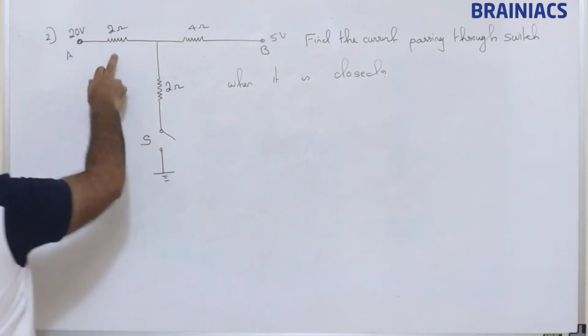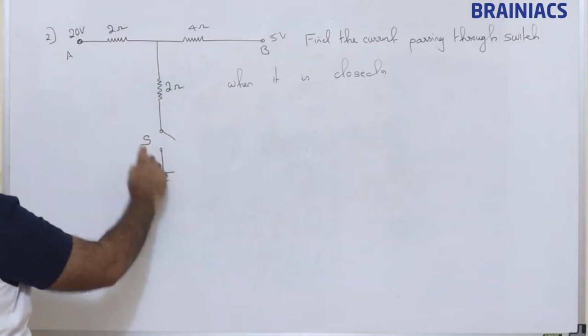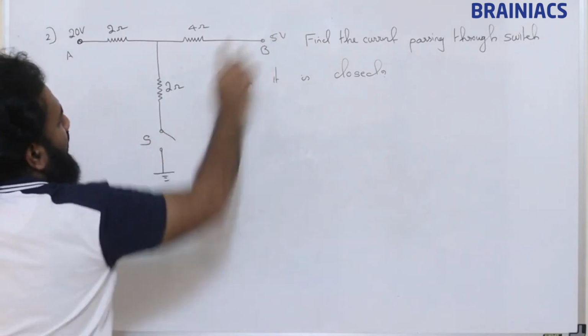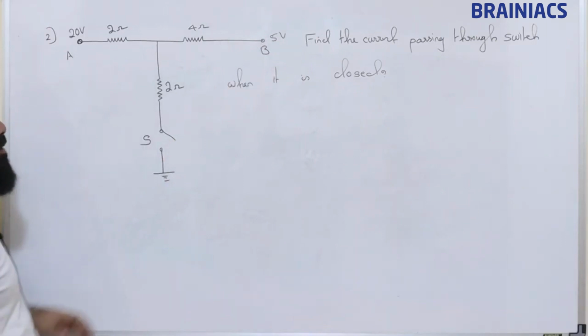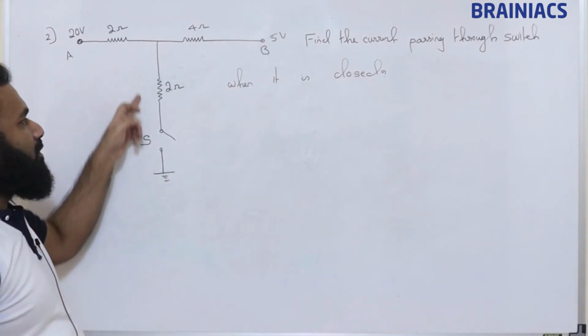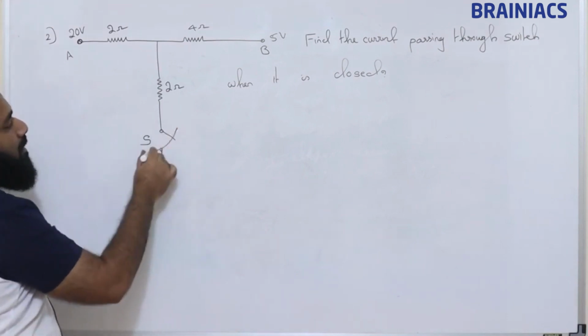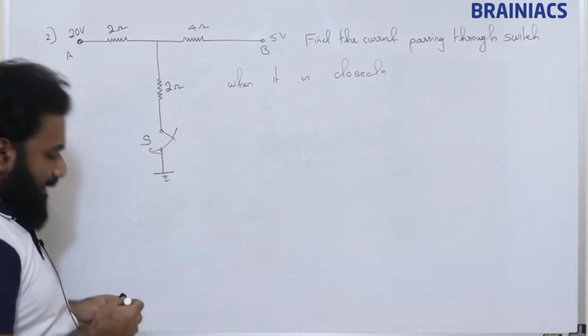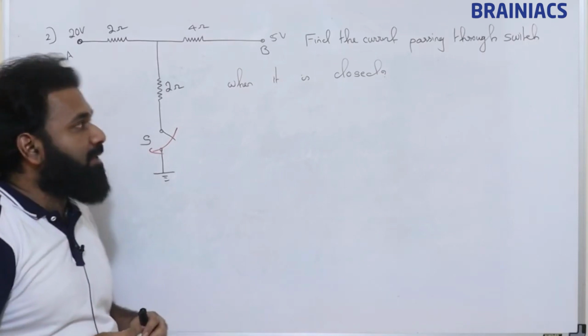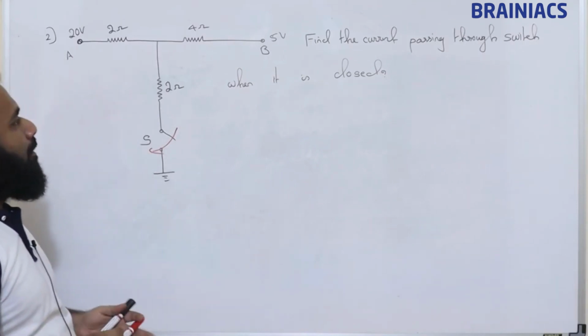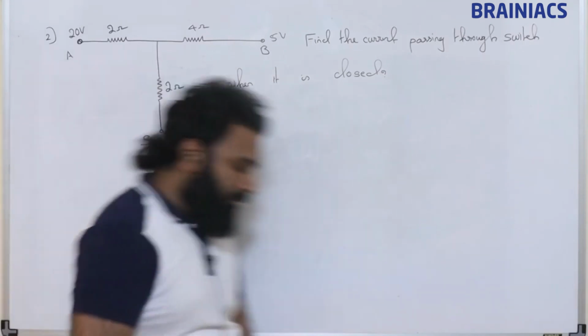And 3 resistances. This is a switch. Another node, 5 volt. The question is: find the current passing through this switch when it is closed. At some point of time, this switch will be closed. What will be the current that is passing through the switch? That is the question.